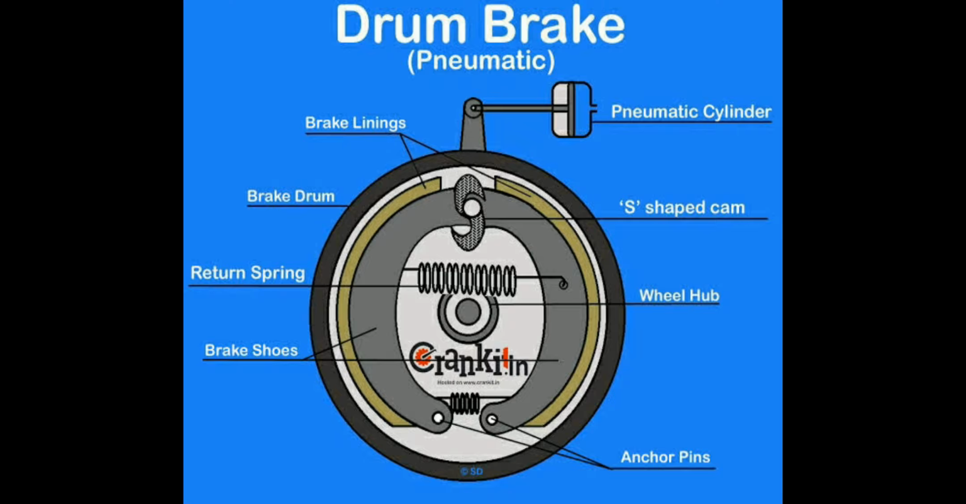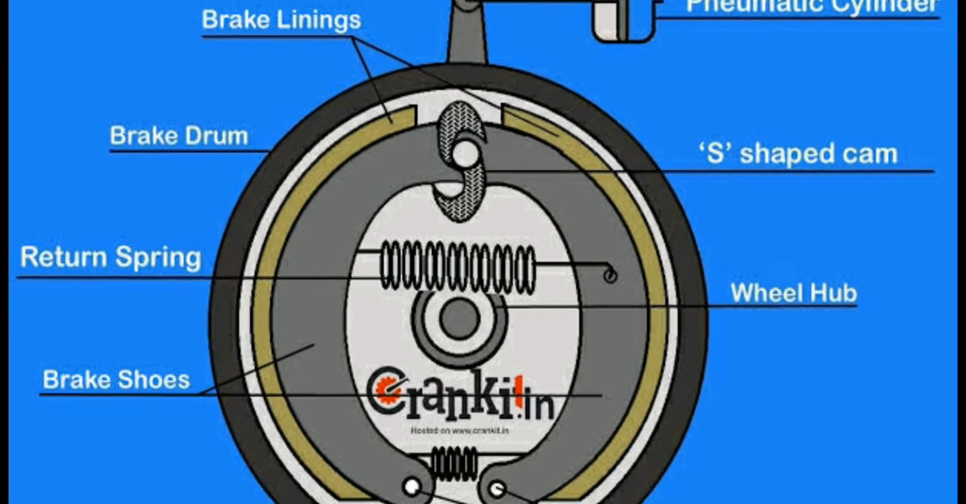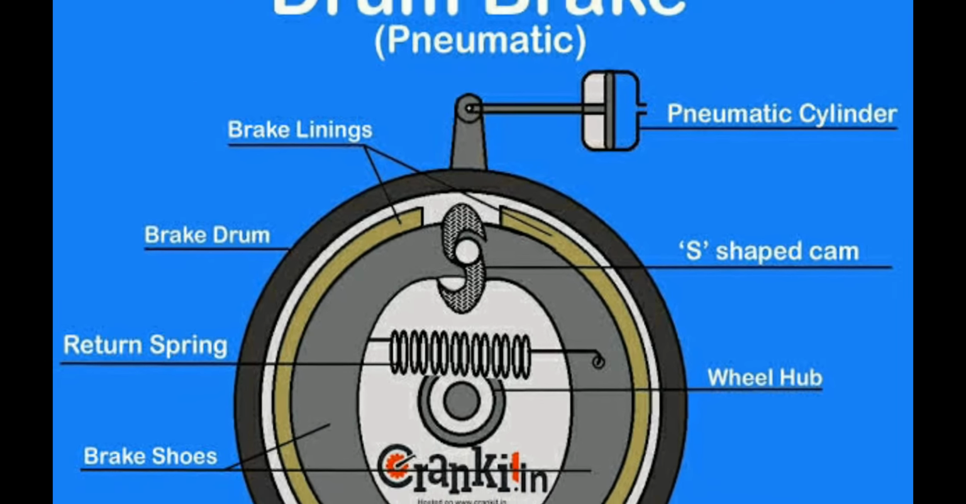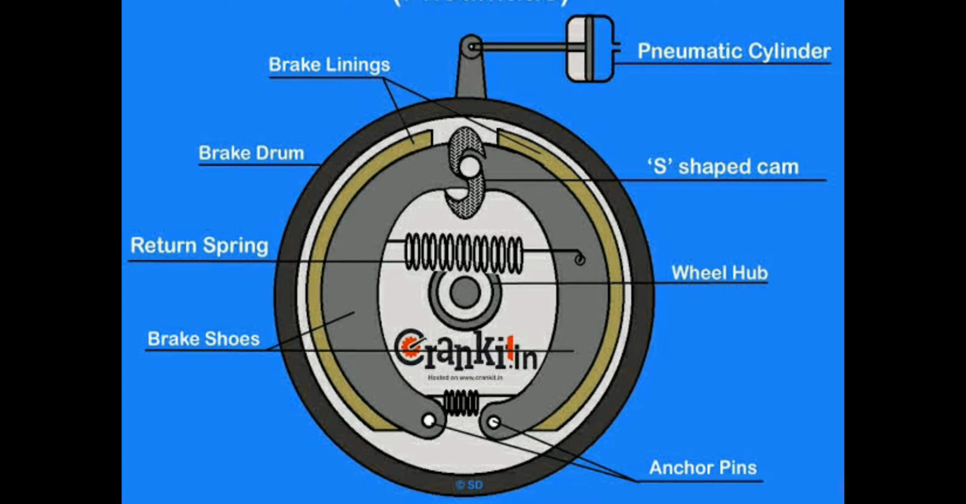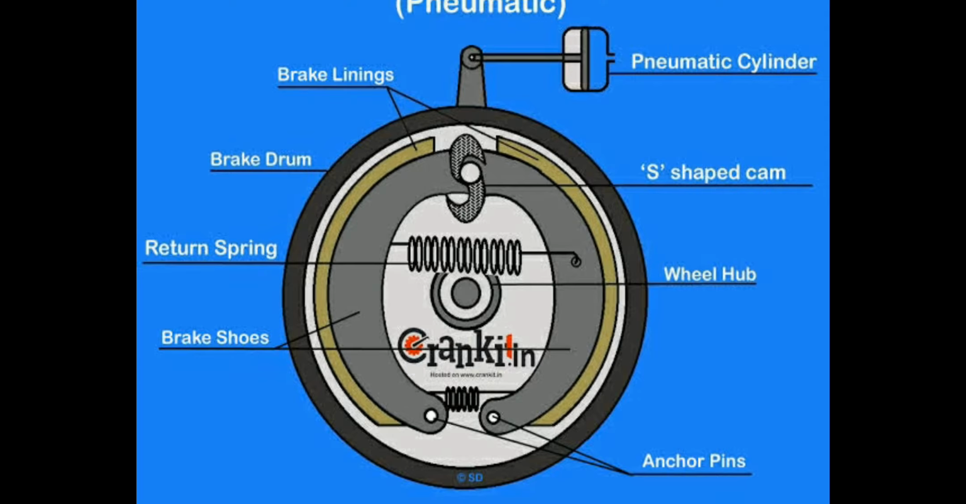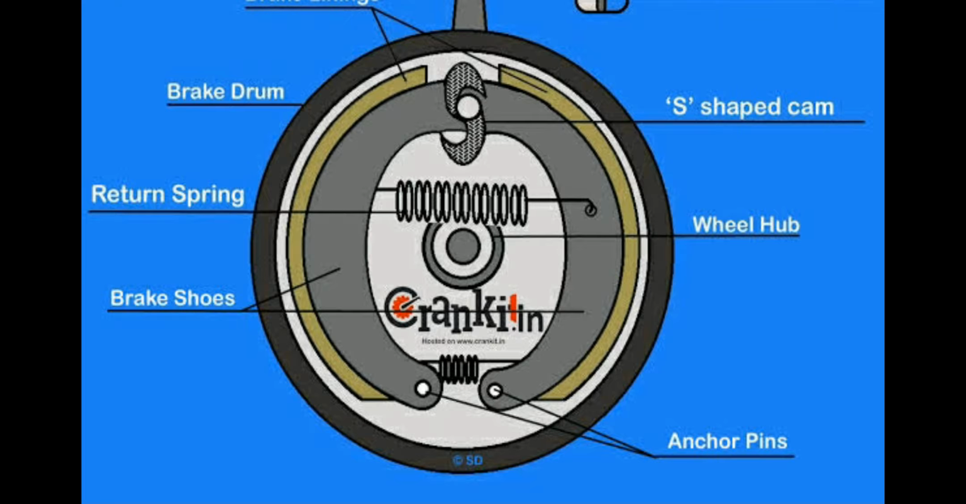When the brake is applied, the piston is tilted. The S-shaped cam is made to tilt, and the brake shoes get engaged and create the friction between the drum and the brake shoes. It is retained by the return spring present here. You can see this. It is fixed with the wheel hub, so the wheel comes to rest.